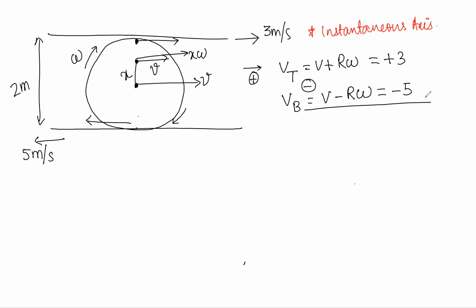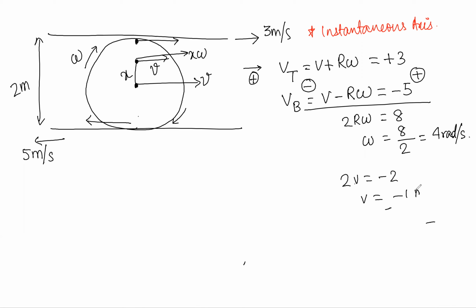So you subtract these, and you'll get that 2r omega is equal to 8. So omega is equal to 8 divided by 2r. The 2r is equal to 2, so omega is 4 radians per second. Now if you add both of these, you'll get 2v is equal to -2, and v is equal to -1 meters per second. That is the velocity.